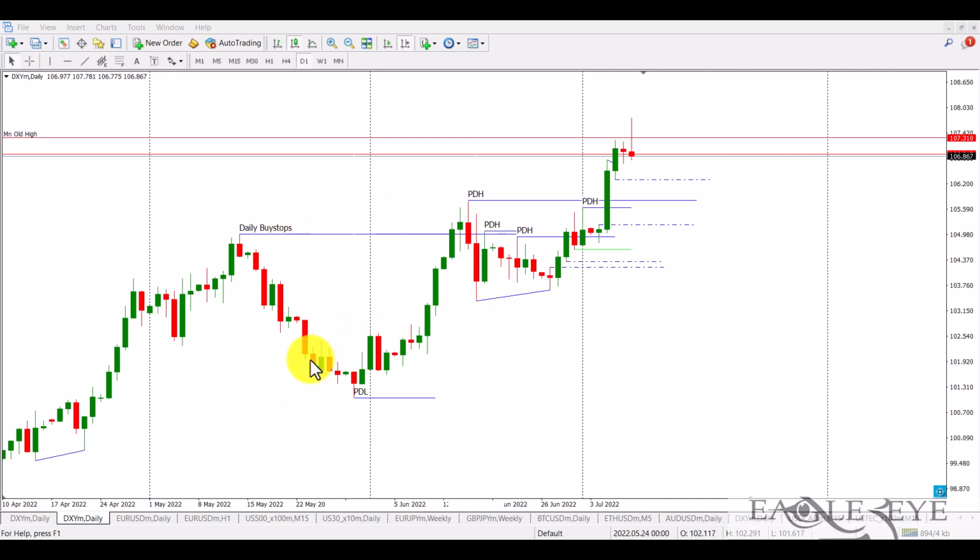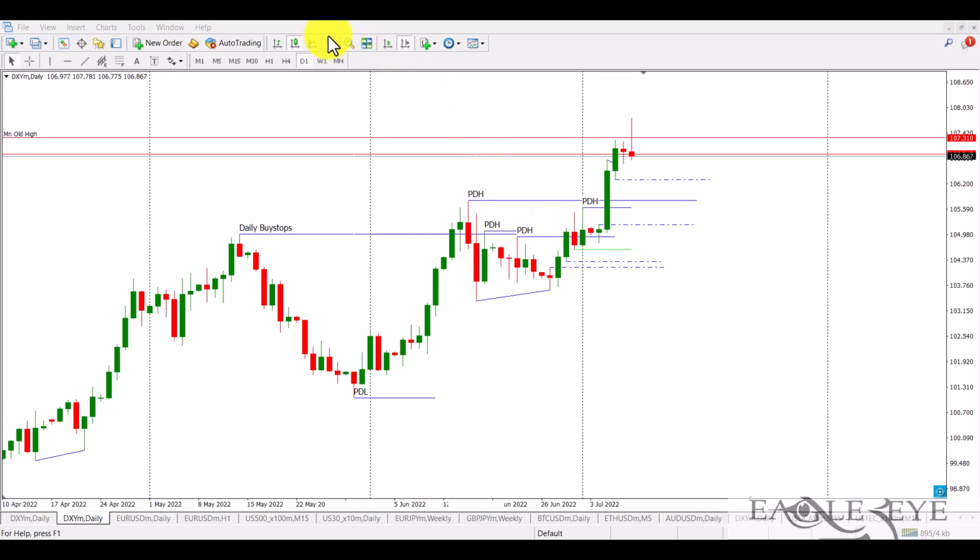This chart is the dollar index, and as we do every week, we take a look at what the market delivered against what we were expecting, and then we also take a look at what we expect in price in the coming week. In the previous week, that was, I think, from the 4th to 8th of July.